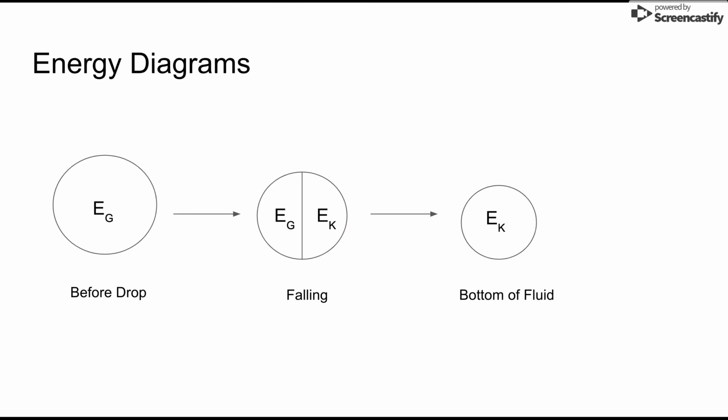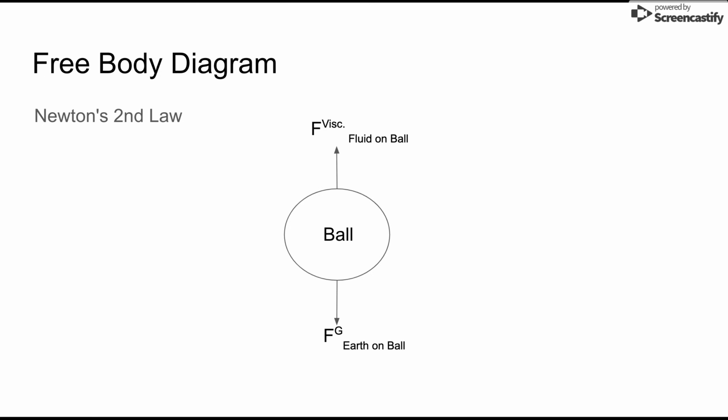So these are our energy pie charts. Before the drop, it has all gravitational potential energy. As it's falling, it has gravitational and kinetic energy. And once it's at the bottom, it has all kinetic energy. And since the pie charts are getting small, that indicates that there's a decrease in energy in the system.